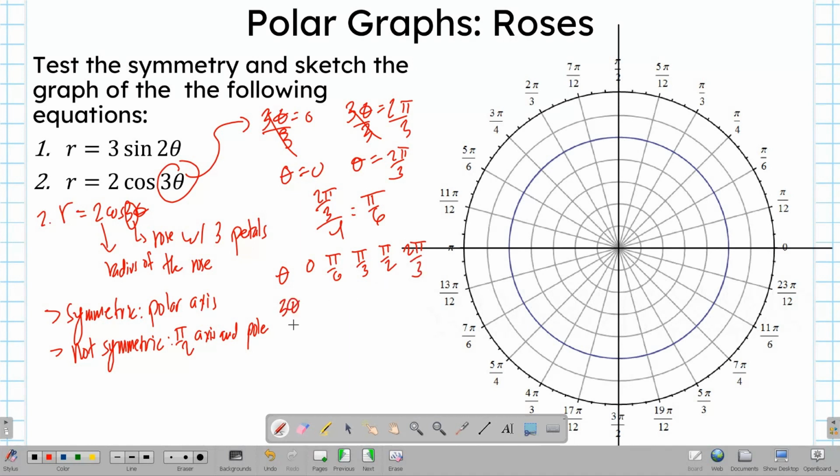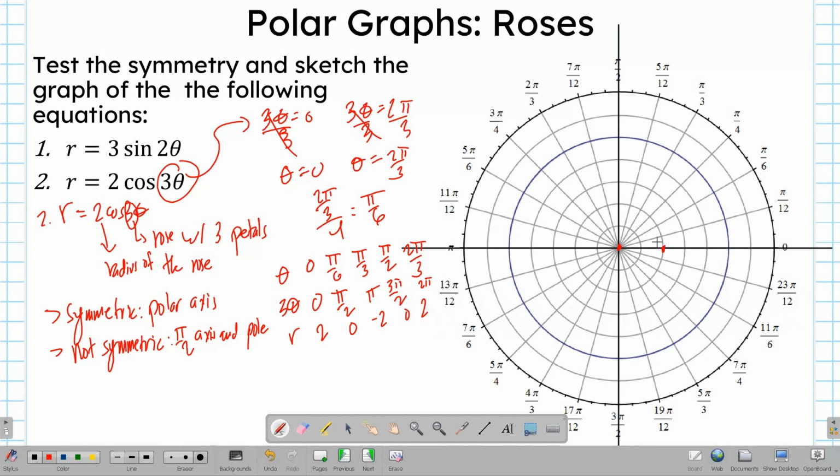So for 3 theta, this will become 3 times 0, that's 0. 3 times pi over 6, pi over 2, pi, 3 pi over 2, and 2 pi. So for r, the value of r, this becomes 2, 0, negative 2, 0, and 2. If we graph that, 2, 0 is here, 0 pi over 2, negative 2 pi, this is 2 pi but negative 2 is here, 0 pi over 2 and 2 pi here.